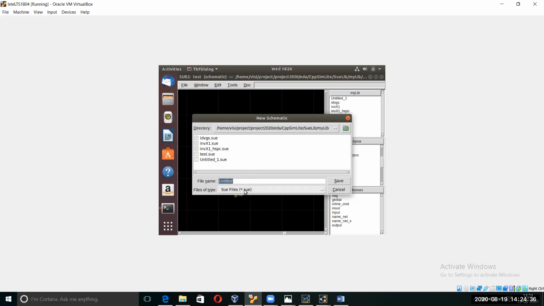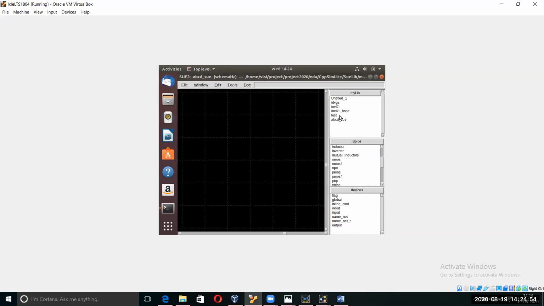For files of type, you keep it as all files, because it will show you all the files. Then name it anything you want, like ABCD2 underscore 2, and we save it. So we have saved this one, and now we are inside one of our schematics. This is the blank schematic we are getting.